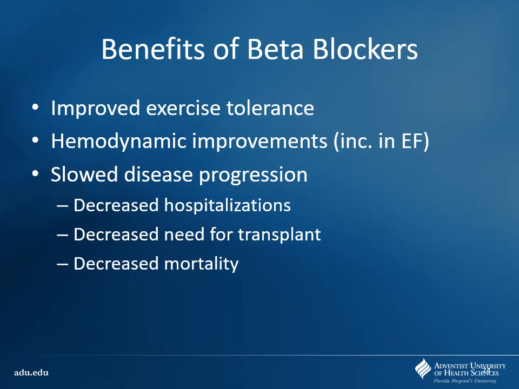As I mentioned, they have improved exercise tolerance. They're going to have better hemodynamic improvements, especially in ejection fraction, because you're giving the ventricles longer time to fill up, and they'll have a better chance to squeeze that blood out. You're decreasing the sympathetic effects, so the rate is slower and there's longer time. It's good. And we see less hospitalizations, less need for transplant, less mortality, all really good things. So beta blockers and ACE inhibitors need to be on CHF patients.